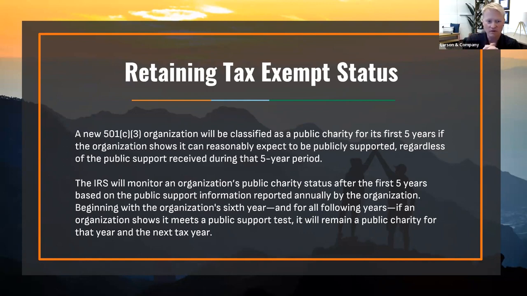The IRS does monitor an organization's public charity status after the first 5 years. They use the public support information reported in the 990. Beginning with the organization's 6th year and all the following years, there's a public support test. If an organization meets this public support test, it's able to remain a public charity for that year and the next tax year. If it ever fails that public support test, there's a chance that they could lose the public charity status. So it's important to keep that in mind.